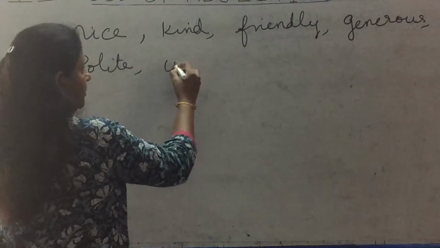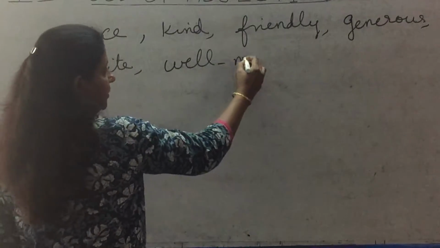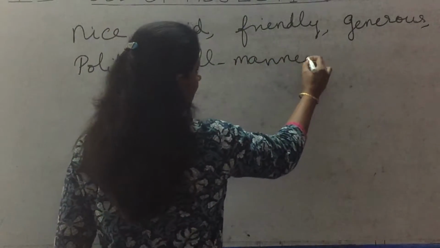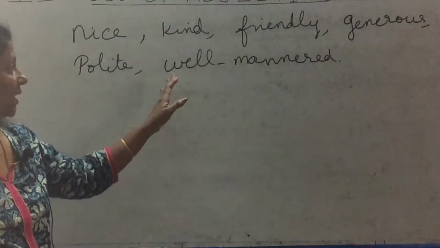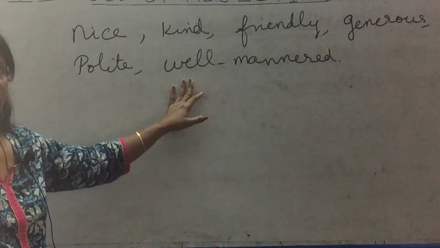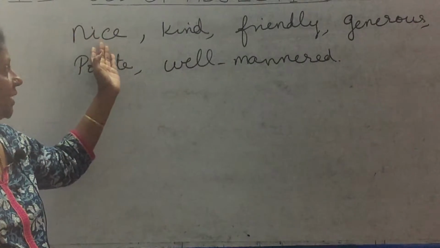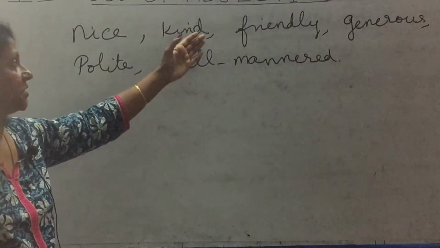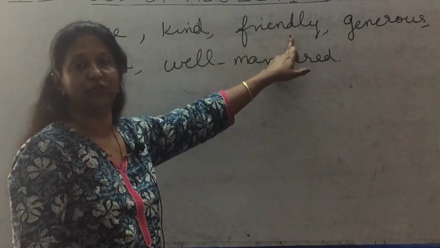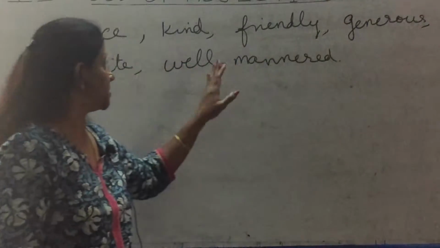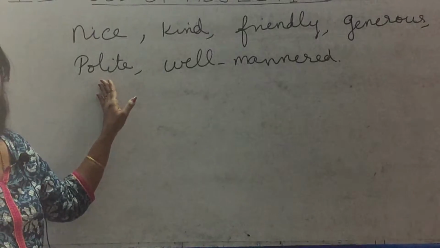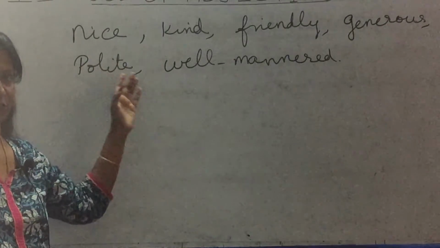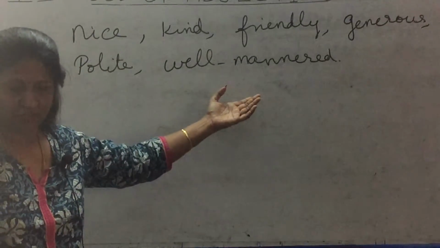Then, well-mannered person. So these are certain words I am taking for today's class to describe a person. So how is she? She is a nice girl. She is a kind person. She is very friendly with me. She is very generous. She is well mannered. I like her for her politeness. She is polite. He is polite. So this is how you may describe.